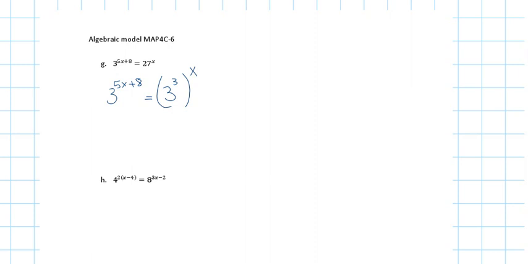Now, I have power to the power, 3x, so I have to multiply. Power to the power, you multiply. So that's 3 to the power of 5x plus 8 equals 3 to the power of 3x. Now 5x plus 8.